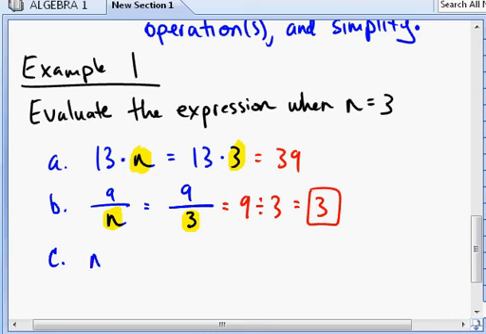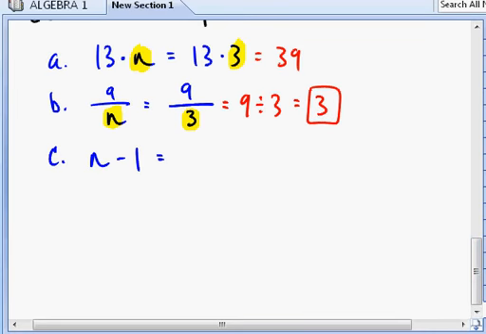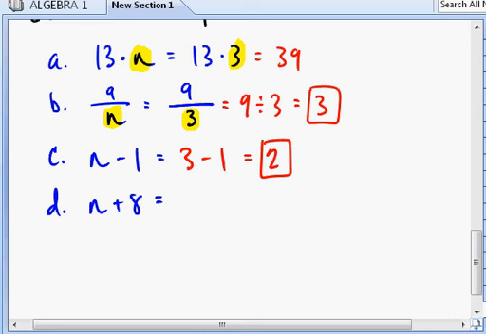Okay, n minus 1. What's the n? 3. So we're going to write 3 minus 1, which is 2. D. n plus 8. We're going to substitute out the n. And 3, right? 3 plus 8. Good. And then do the operation, and you get 11. Right? So any questions about evaluating algebraic expressions? It's substitute and then do the operations. It's basically what it is.